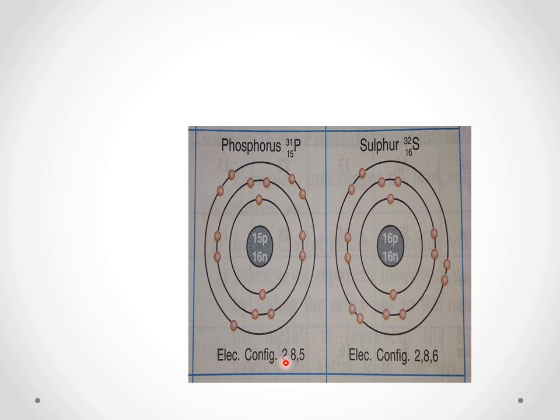Then, after filling this, electrons will move to the L shell. L shell can accommodate a maximum of 8 electrons. So, that also is filled. Then remaining, how many electrons are there? 2 plus 8, 10. It has total 15 electrons. 10 electrons are filled in K and L shell. The remaining 5 electrons are there. These 5 electrons will be there in M shell. Therefore, what is its electronic configuration? The electronic configuration of phosphorus is 2, 8, 5.